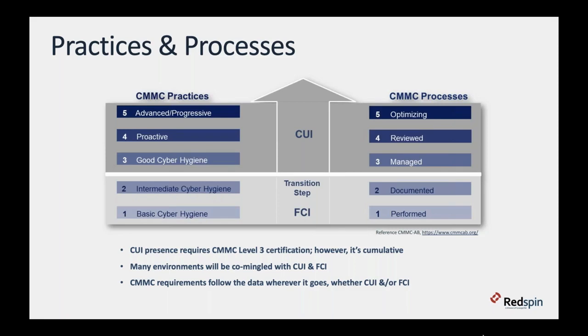As I mentioned at the top of this webinar, it's important for the contractor or the OSC to understand that CUI and FCI must be protected accordingly. The rigor of this data protection increases as the maturity level increases. As you can see on both sides of this chart, as you go from level 1 to level 5, you can see just from the names for the practices and for the processes, how the rigor in the maturity level increases.